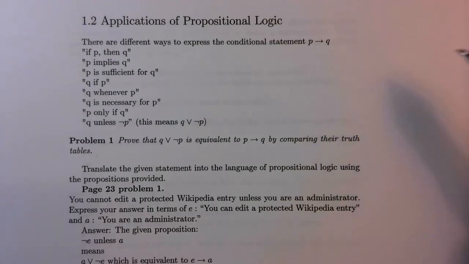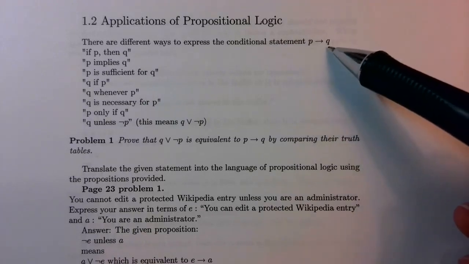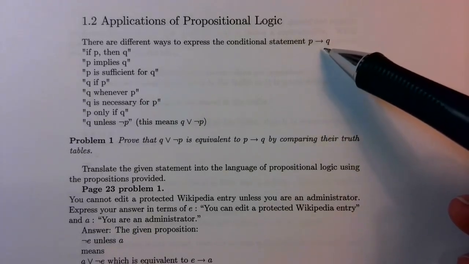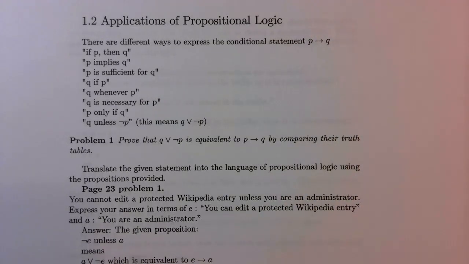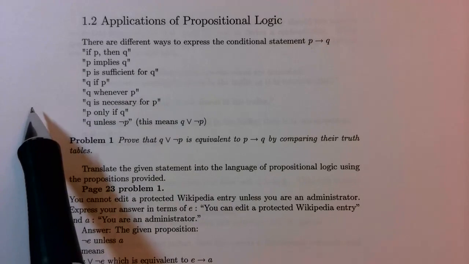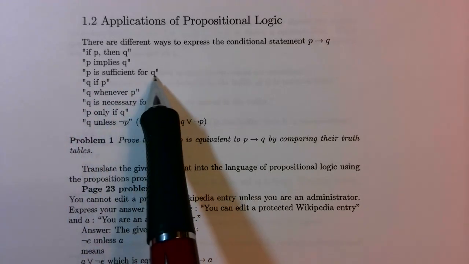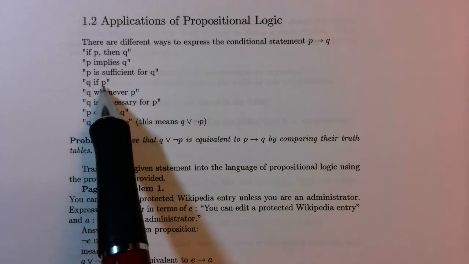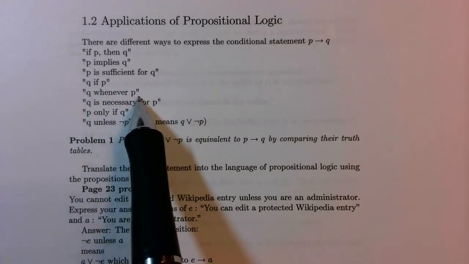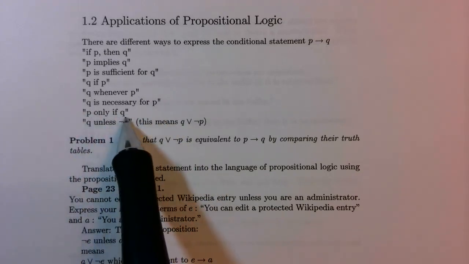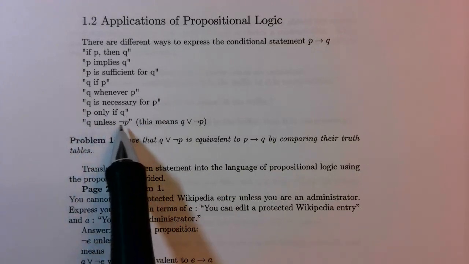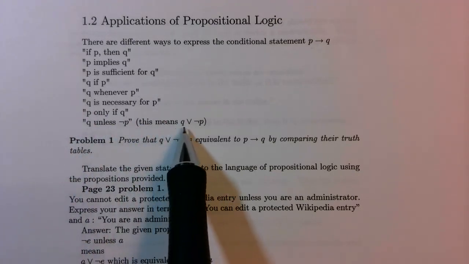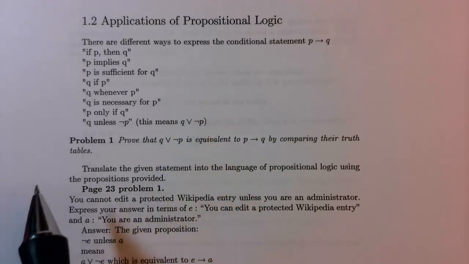Applications of propositional logic. There are different ways to express the conditional statement. If P, then Q. This is the usual way. But we can say instead P implies Q, or P is sufficient for Q, Q if P, Q whenever P, Q is necessary for P, P only if Q, Q unless not P. This is equivalent to Q or not P.